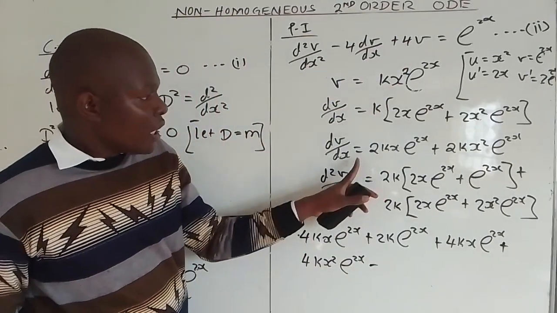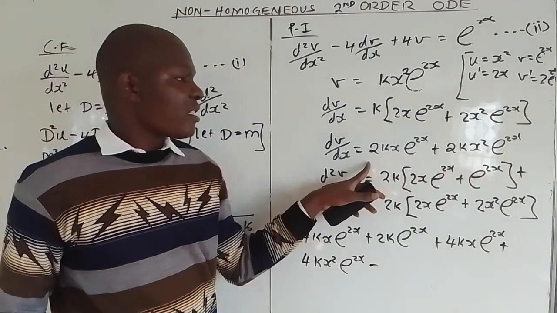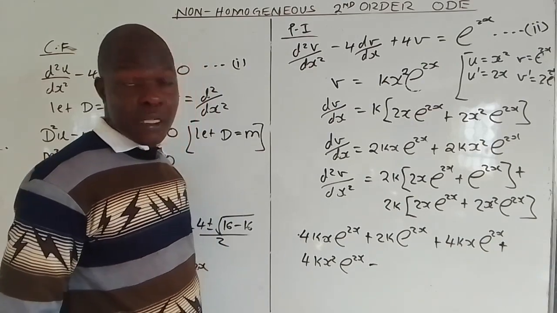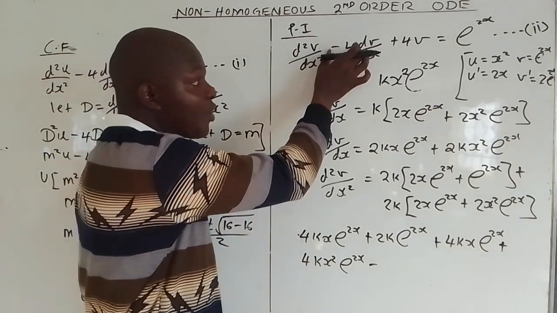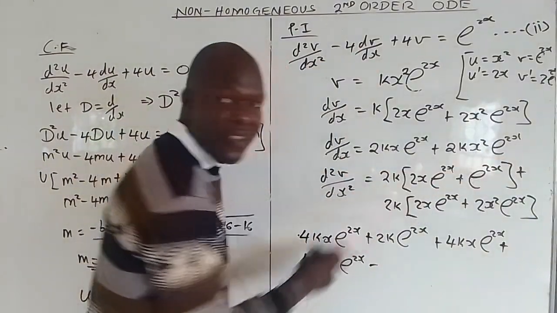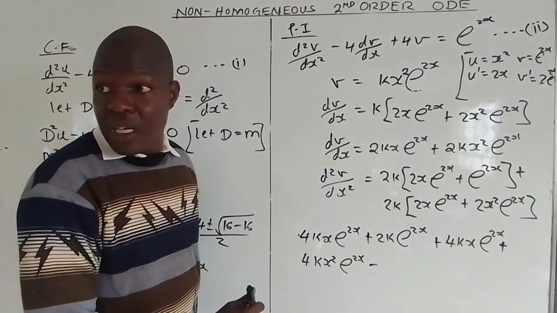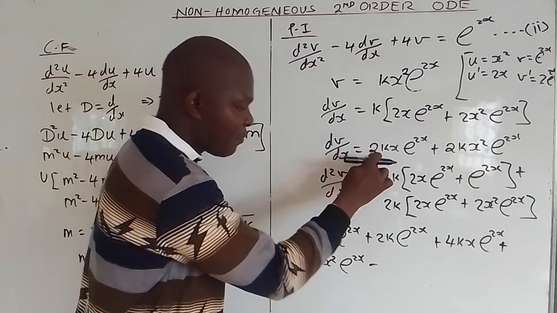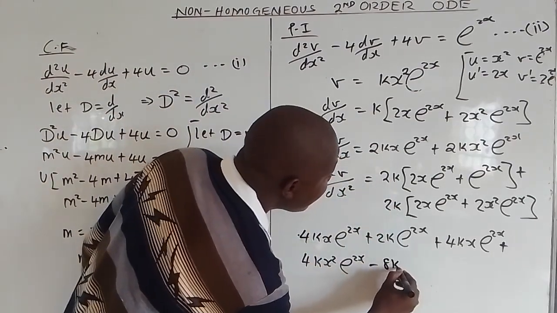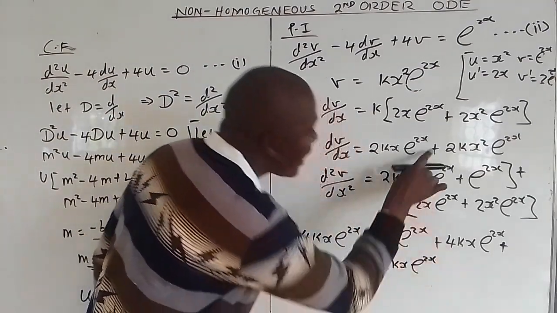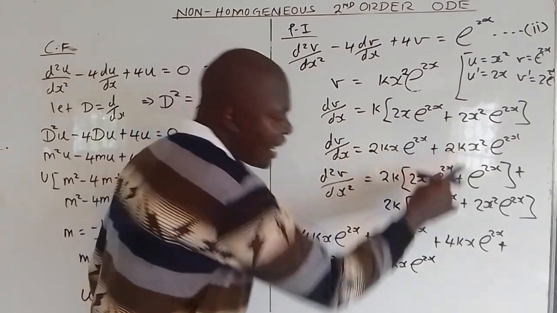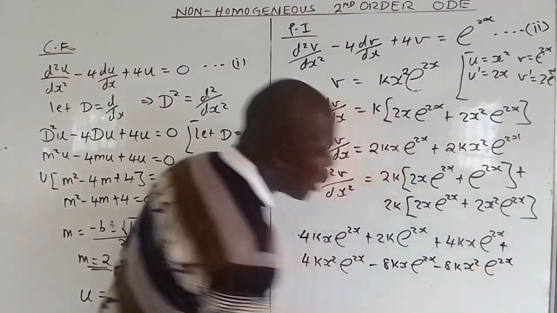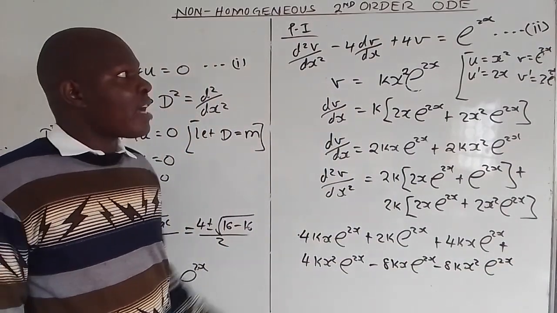Minus 4 into dv over dx. Are you seeing dv over dx? So we multiply it by negative 4. Negative 4 is a common factor of everything, isn't it? So negative 4 times this, negative 4 times 2, you get negative 8k x exponential 2x. Negative 4 times this, you get negative 8 again, negative 8k x squared exponential 2x. We are done with this.